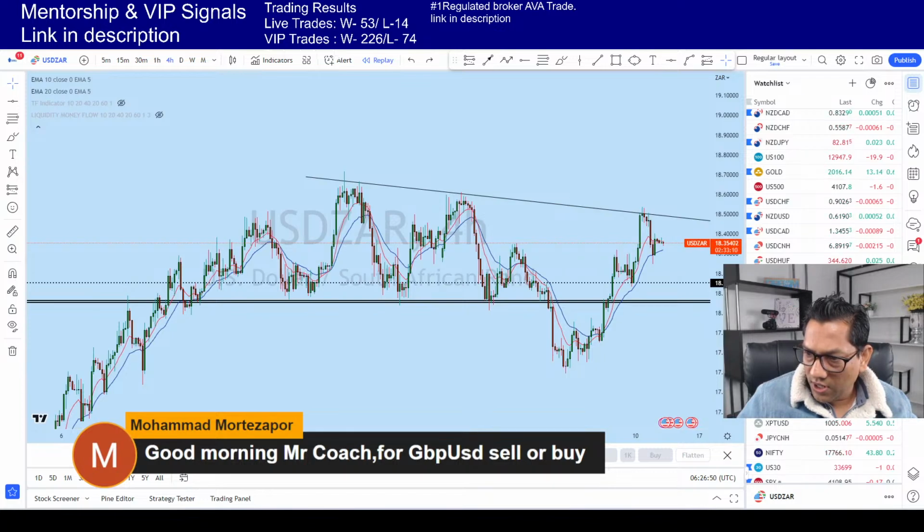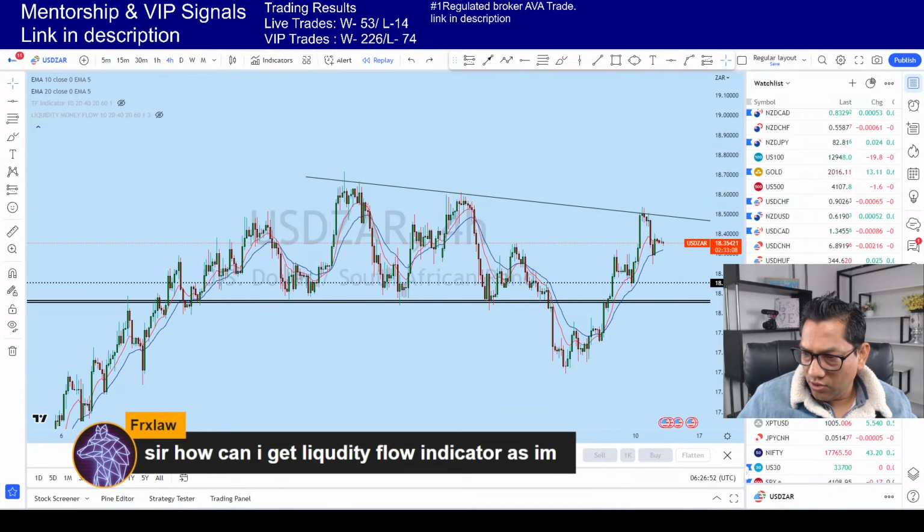Forex Law asks: how can I get the liquidity flow indicator as I'm a lifetime member? Okay, go to your student dashboard, you will find all the information. I know you have emailed me a couple of things, so after the backtest I will get my team to get back to you. No problem, don't worry about it. I'll get you the access. You can find all the information in your student dashboard.